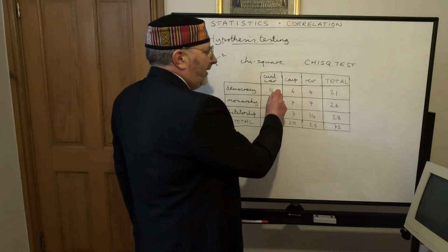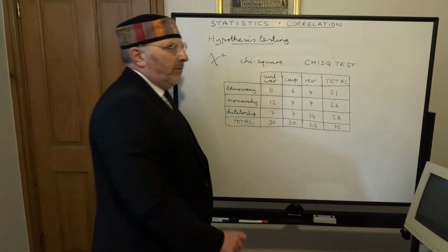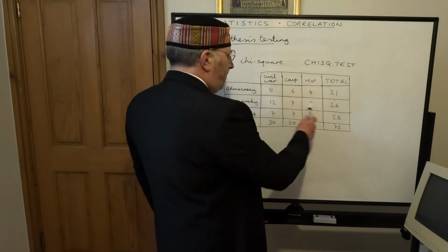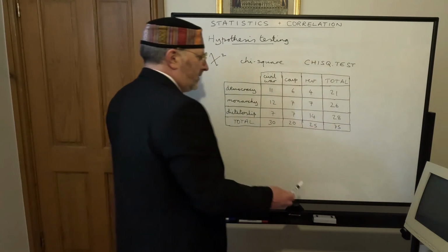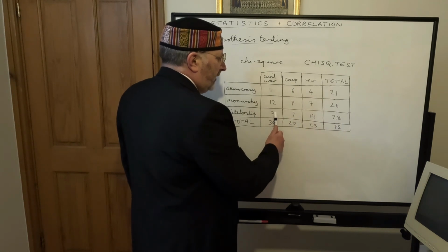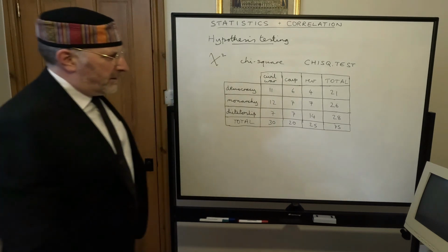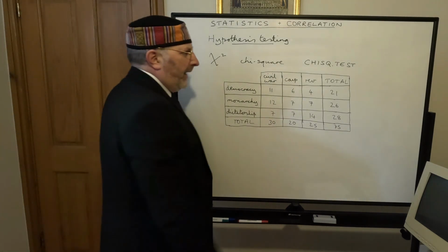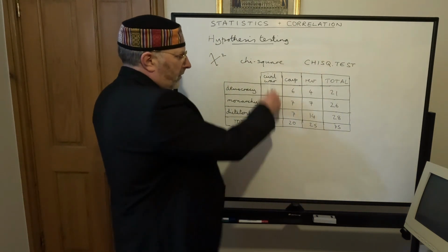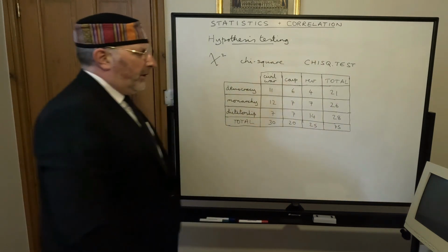So for democracies, they had 11 civil wars, 6 coups, and 4 revolutions, giving a total of 21 different episodes of political violence. With monarchy, we've got some different values, and there are 26 in total. And for dictatorship, we've got, again, different values here, and they add up to 28 incidents of political violence. And then the grand total here is 75, and also we've got the totals of civil wars, coups, and revolutions in the three different types of polity.